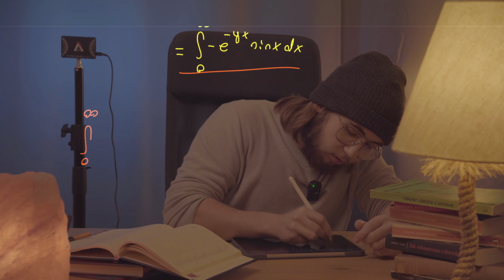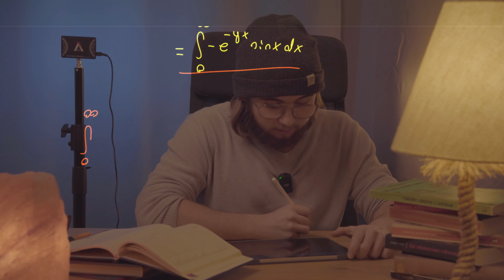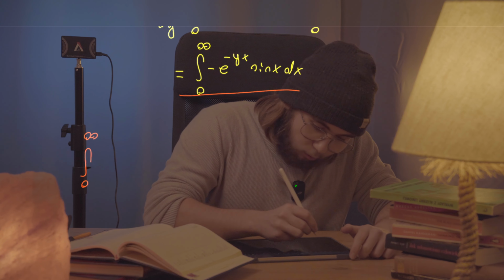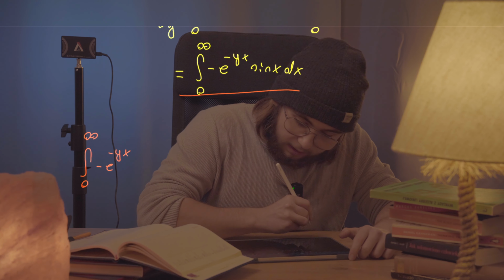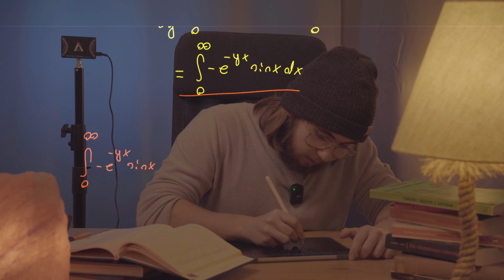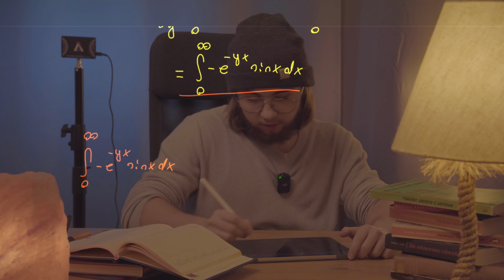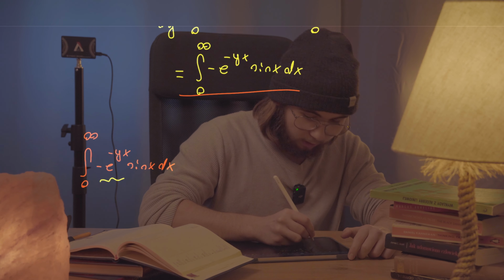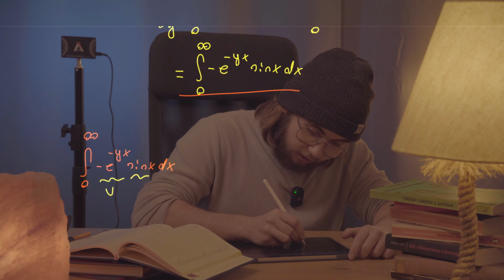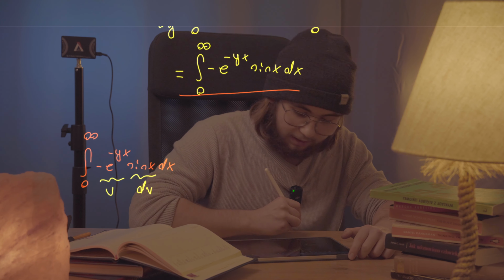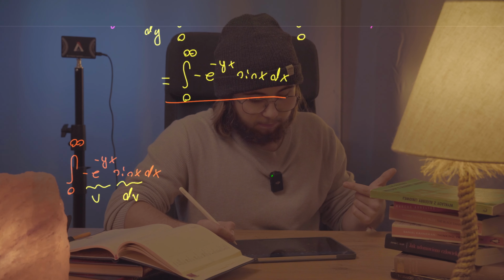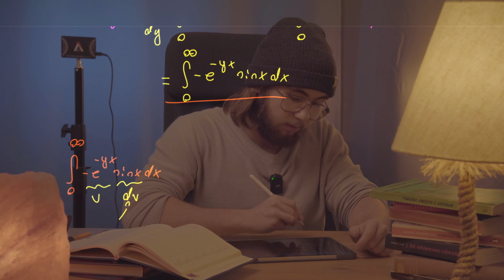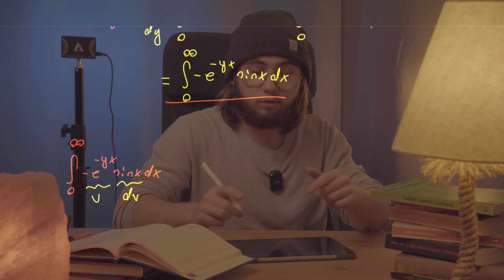So it's going to be the integral from 0 to infinity of e to the negative yx multiplied by the sine of x dx. I would like to set this exponential as my u, and this sine of x as my dv. I know that my v looks like my u, but I really hope this helps you distinguish between those two anyway.